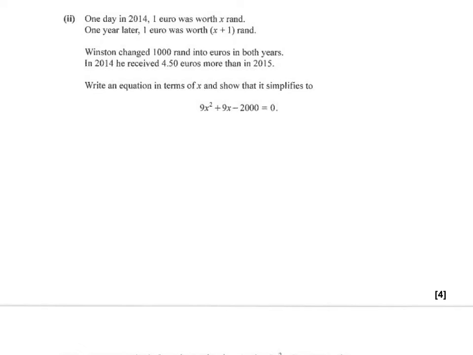From here I'm going to draw a couple of, not equations, but expressions. He's changed 1,000 rand into euro in both years. So in 2014, the amount he'd get is similar to part A earlier. He'd get 1,000 divided by how much it costs for each euro, which is going to be X. I'm going to keep changing colours now so it starts getting more obvious what's going on. So in 2014 he'd have got 1,000 over X as the amount of money he gets.